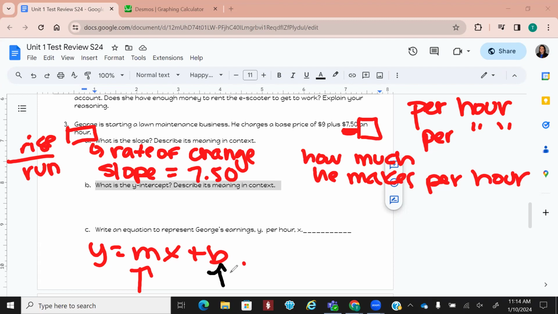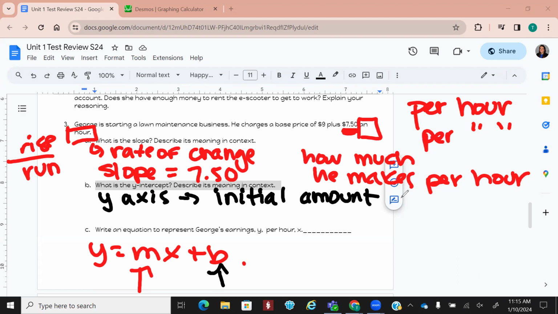B. Okay, so y-intercept is B. Good. All right, now what else do we know about y-intercept? It's our B. It's where it crosses the y-axis. It's also known as our initial amount. It's where you start, right? They always say to start at the y-intercept, and then they talk about the rate of change.